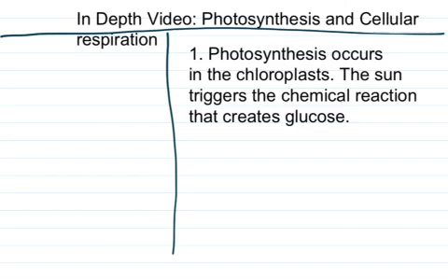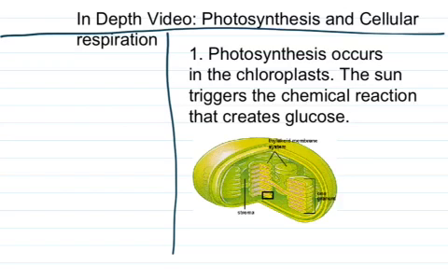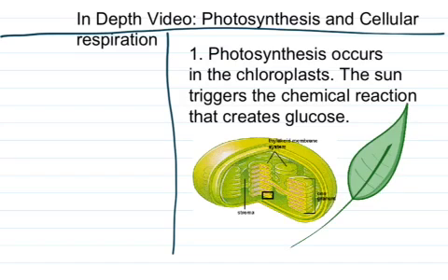So the first thing you need to write down is that photosynthesis occurs in the chloroplasts, and it's the sun that triggers the chemical reaction that creates the glucose. Here in this image you see a chloroplast, and those discs are the grana, which are the collections of the chlorophyll.